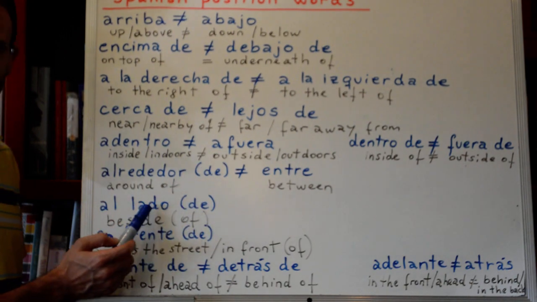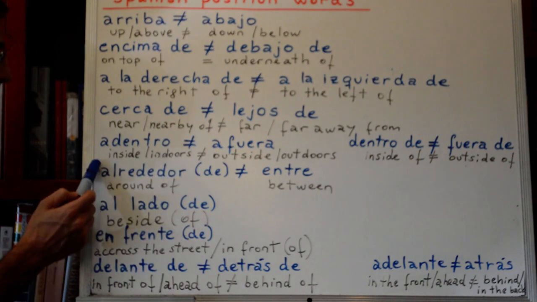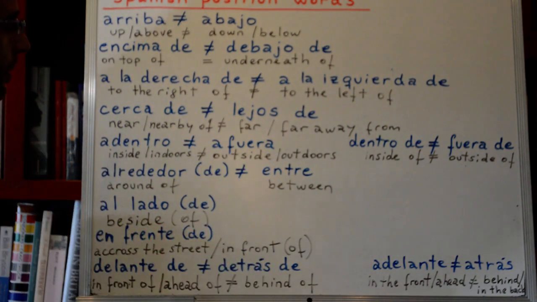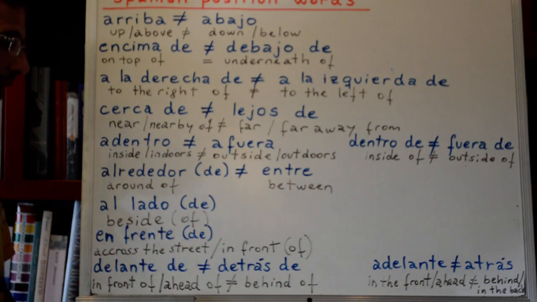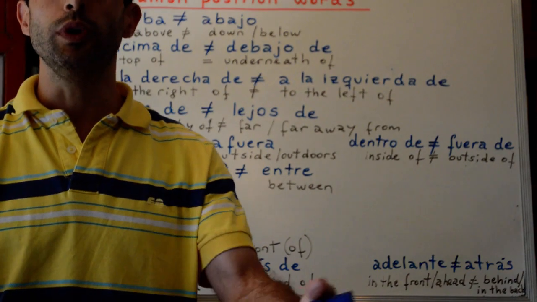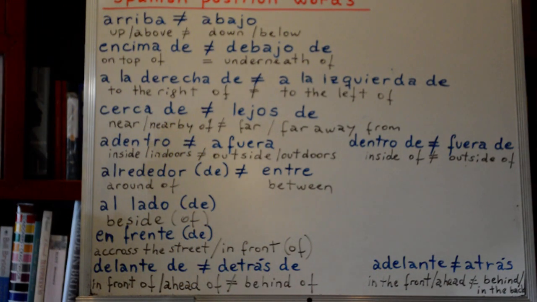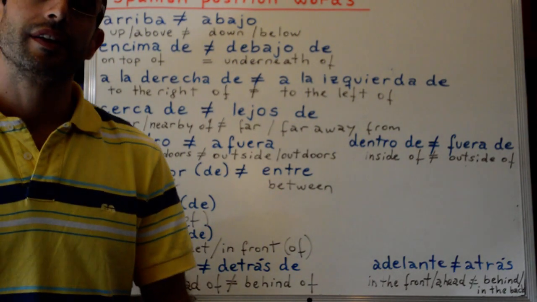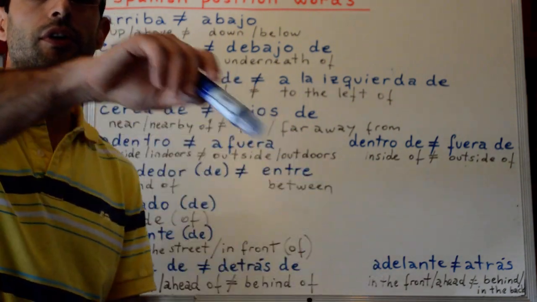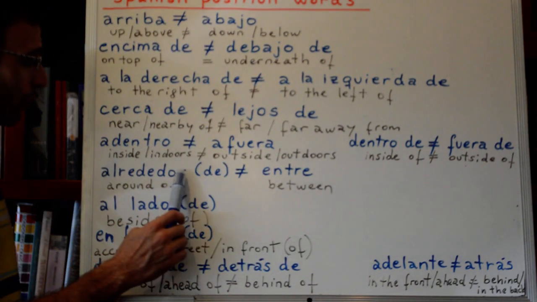Alrededor de and entre. This means around. Alrededor, around something, okay? Alrededor de. And entre means in between something, right? For example, vamos a correr alrededor de la casa. Alrededor de.